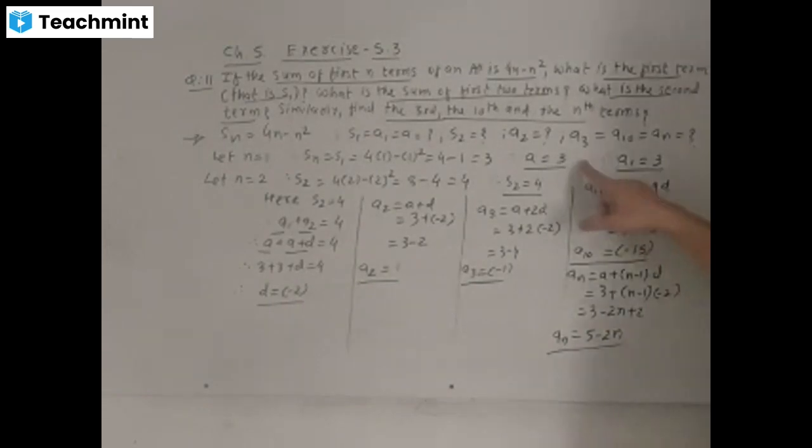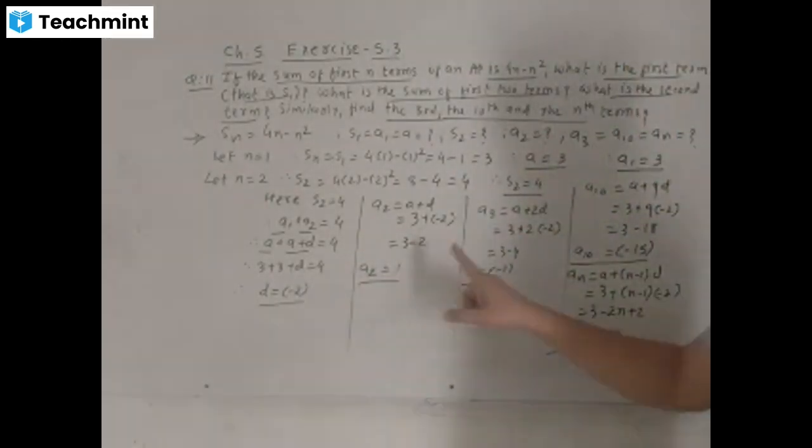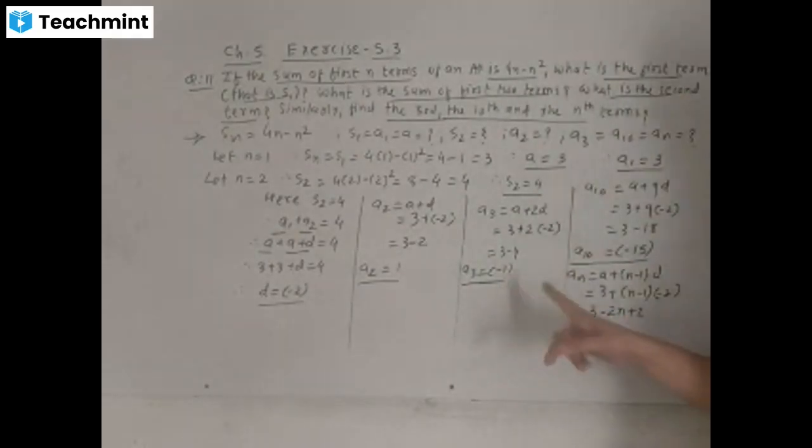First term is A, common difference D is equal to negative 2. A2 is equal to 1. A3 is equal to negative 1. A10 is equal to negative 15 and an is equal to 5 minus 2n.